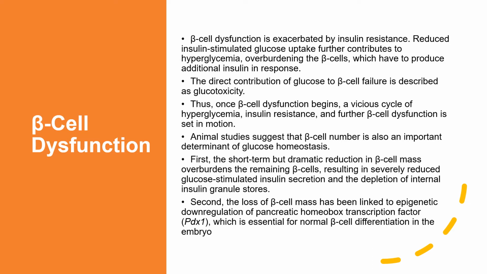in motion. Animal studies suggest that beta cell number is also an important determinant of glucose homeostasis. First, the short-term but dramatic reduction in beta cell mass overburdens the remaining beta cells, resulting in severely reduced glucose-stimulated insulin secretion and the depletion of internal insulin granule stores. Second, the loss of beta cell mass has been linked to epigenetic downregulation of the pancreatic homeobox transcription factor PDX1, which is essential for normal beta cell differentiation in the embryo.